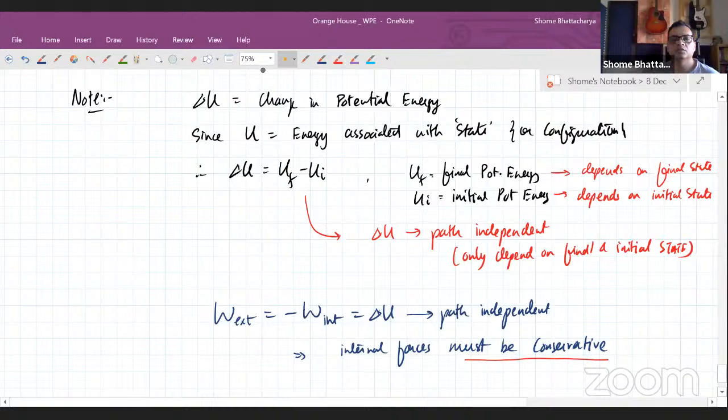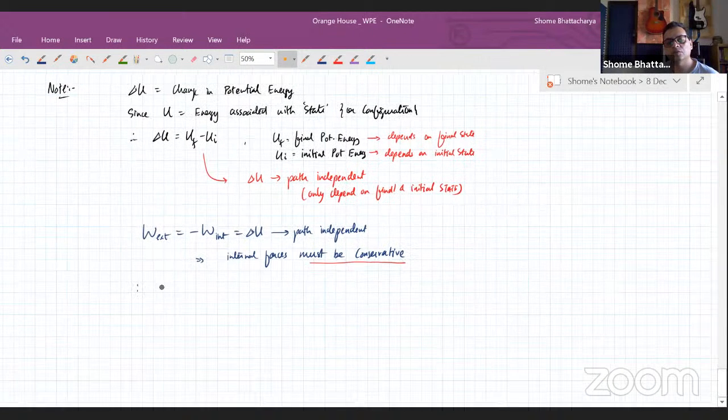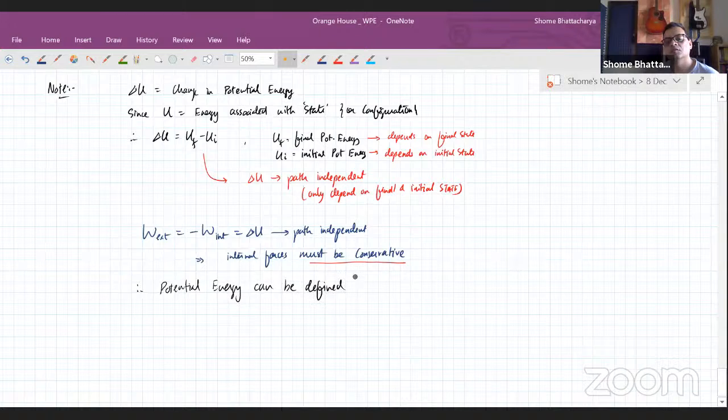So in other words, what we say is that we can define potential energy. Therefore, potential energy can be defined for a system when internal forces are conservative.